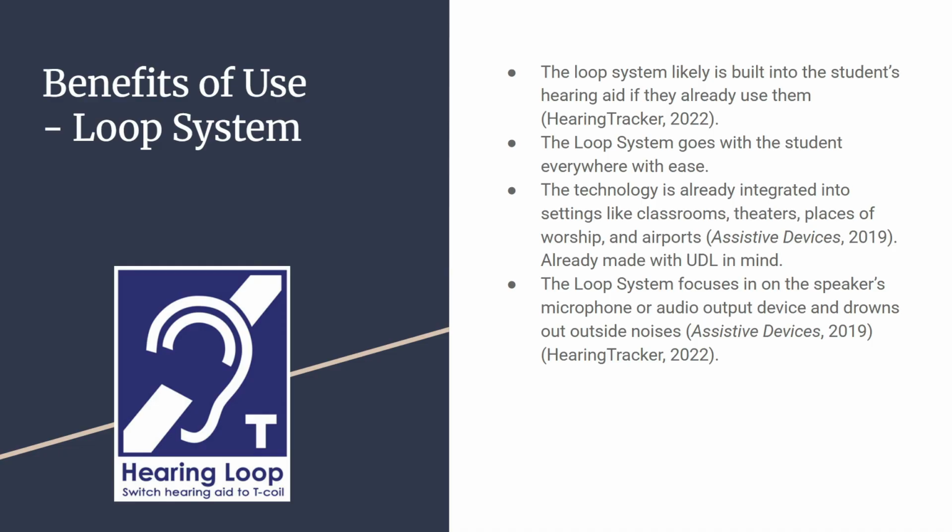This AT has several practical benefits that I would point out to the IEP team. Many students already have telecoils in their hearing aids, so implementation is smooth. The system is portable and used in a variety of public spaces like airports, theaters, and places of worship. It is designed with universal design for learning in mind. It helps the student without changing the learning environment for others. Most importantly, it filters out background noise and focuses on the speaker, which is essential in a busy classroom. These features make the loop system an effective, scalable solution for many students with hearing loss.